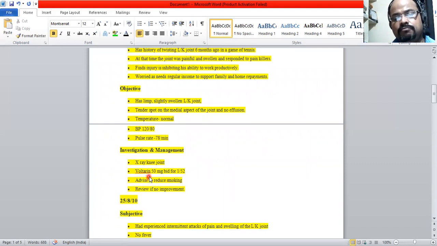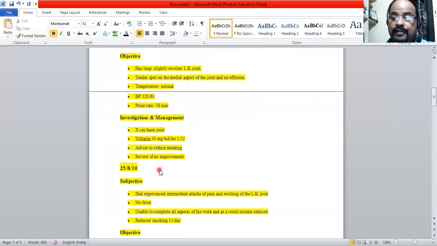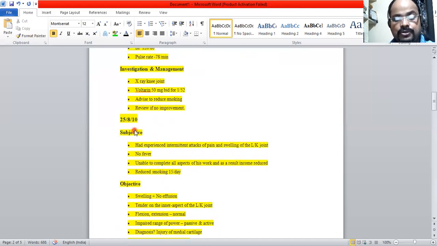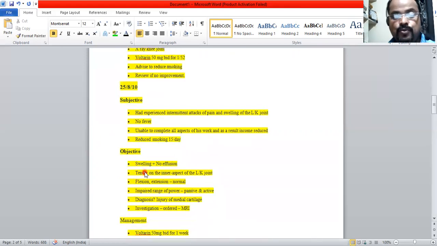So we gave him the medicine Voltaren 50 mg. After giving advice to stop smoking or reduce smoking, he was asked to come for review if there was no improvement. On 20th August, he again presented because he had no improvement. Intermittent attacks of pain and swelling. Even though he reduced the number of cigarettes and continued the medicine, Voltaren, he still had swelling, tenderness, and impaired range of movement. He took this medicine, but still he had the problem.